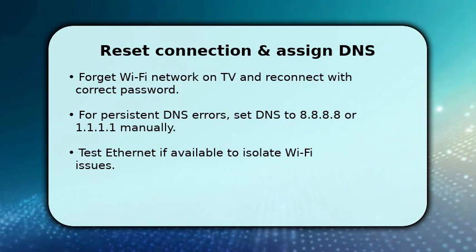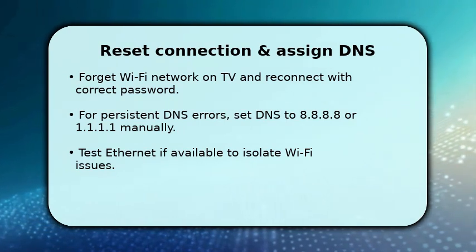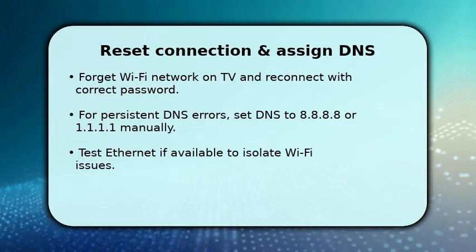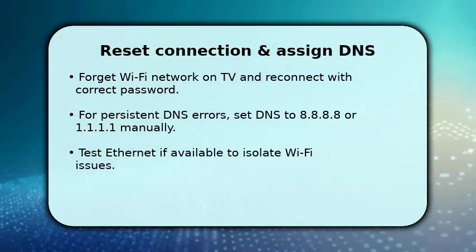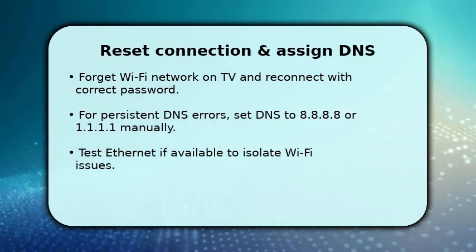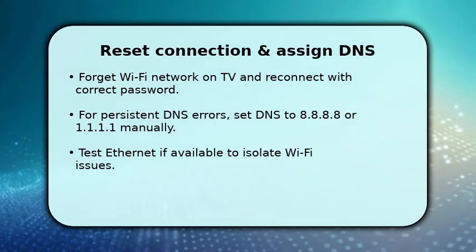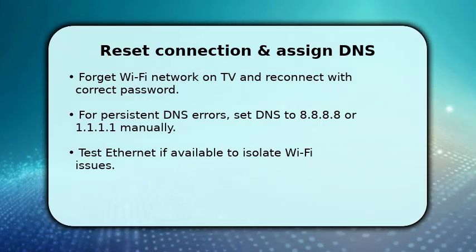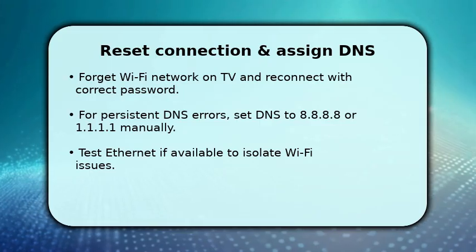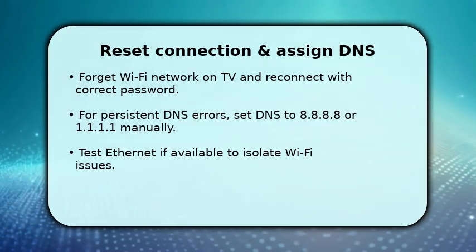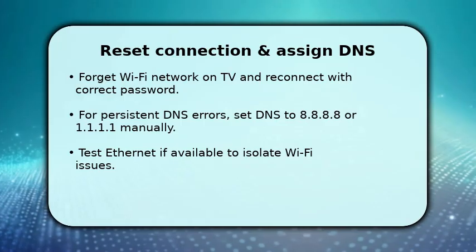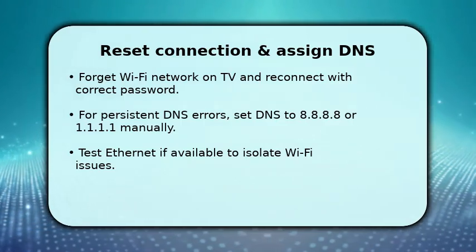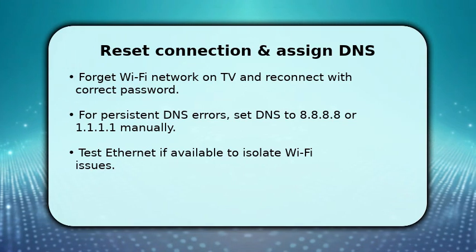Now you'll refresh the TV's network identity and fix name lookup problems. First, forget the Wi-Fi network on the TV and reconnect, entering the password precisely. This clears stale credentials. If server not found persists, switch from automatic DNS to manual and enter 8.8.8.8 or 1.1.1.1 to bypass ISP DNS problems. Also, plug in Ethernet if you can to confirm whether Wi-Fi is the culprit. These steps separate authentication issues from DNS resolution and hardware connectivity fault.